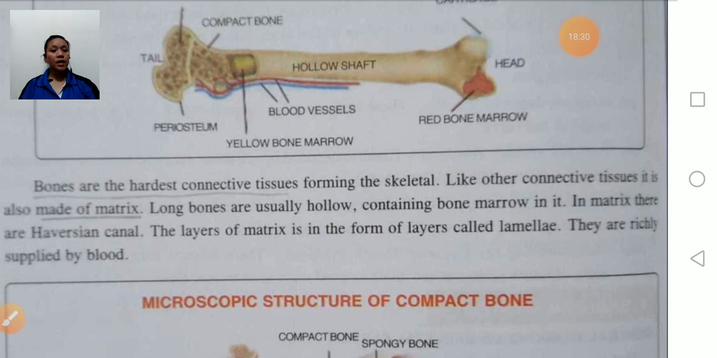Bone is the hardest connective tissue, forming the skeletal system. Like connective tissue, it is made of matrix. Long bones are usually hollow. Internally they are hollow, containing bone marrow.